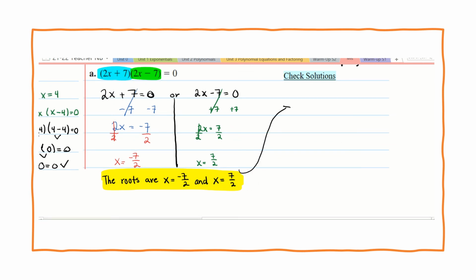And like we did on the first one, I'm going to leave that for you to do: check to see that those solutions were correct by going back to the original equation and plugging in the values that we got for x. I hope that this little review helped you with today's lesson, which is using the zero product property to solve polynomial equations.